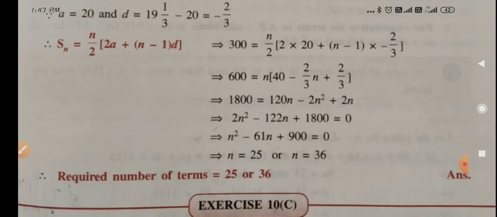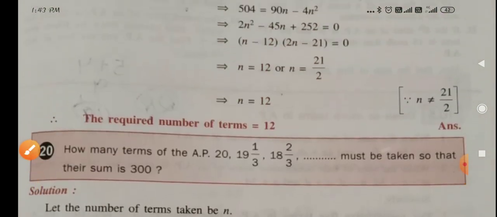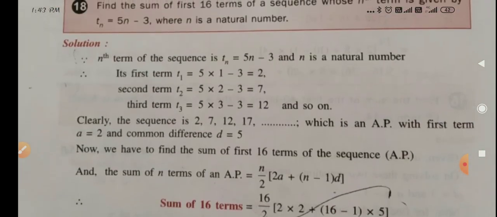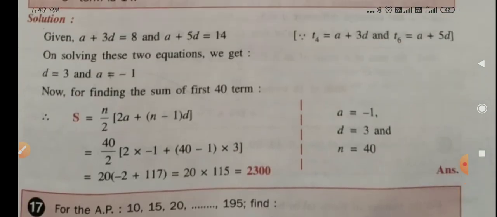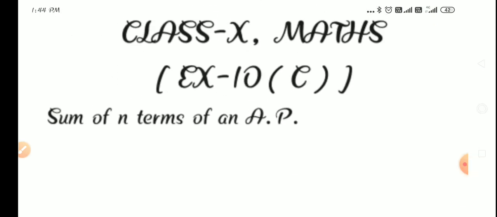So like this, students, you can solve all the questions of exercise 10C. This is the 10C exercise. You can solve it easily. First of all, before starting the questions, you need to understand; listen to this video carefully. Try to understand this video carefully, and after that solve all the questions.